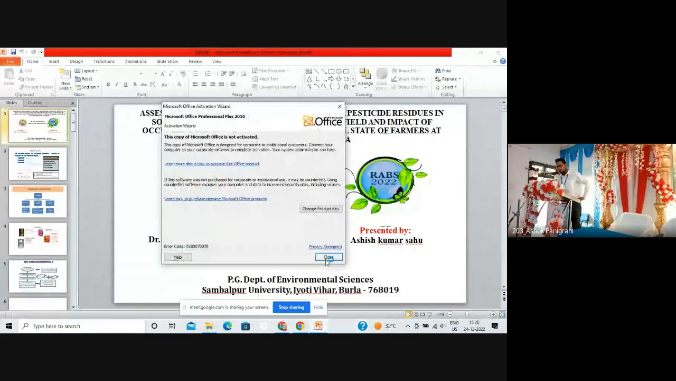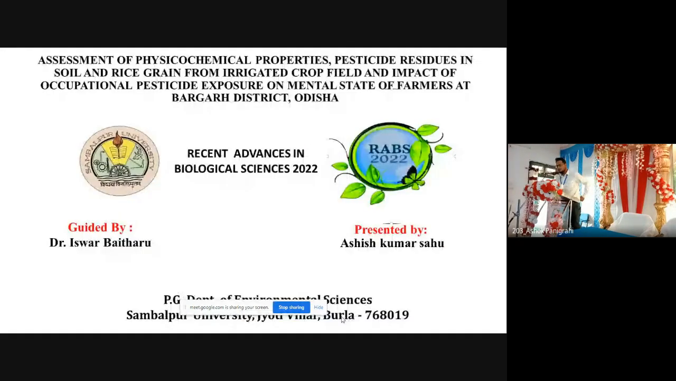Respected teachers, members of RABS 2022, myself Ashish Kumar Sahu, standing before you to present my topic. Yesterday, whatever lectures we heard, we have known only one side of the story. We are now entering to hear the other side. Yesterday, sir, we were discussing rice cultivation and its diversity, but now let's look at what happened after the green revolution, when we started to use pesticide. After using pesticide, what are the effects that farmers face?